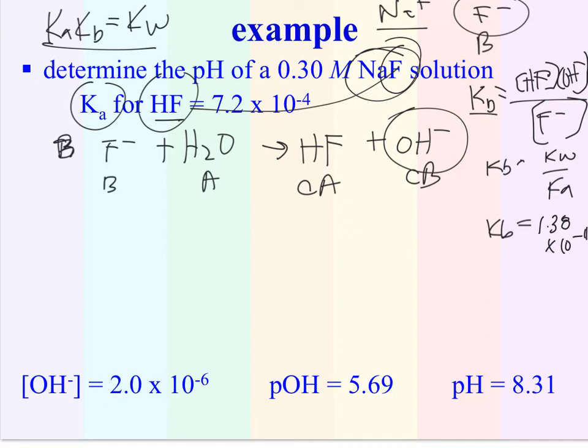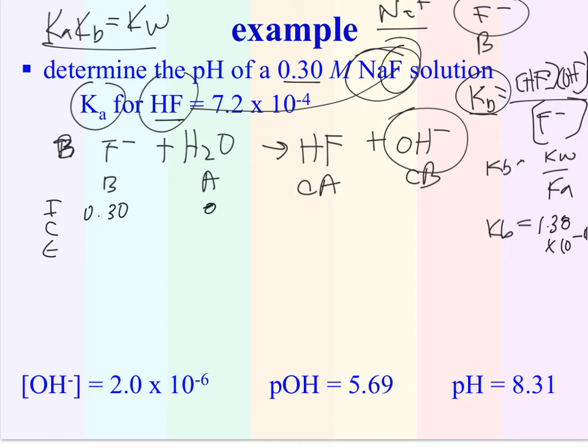So now that we have our constant, we can set up our ice table and figure out what our hydroxide ion concentration will be, and that will then lead us to figure out our pH and our pOH respectively. We were told that we have 0.30 molar NaF. We know that sodium fluoride is a salt. It's going to ionize completely in solution. So we know that 0.30 molar is what we start with.